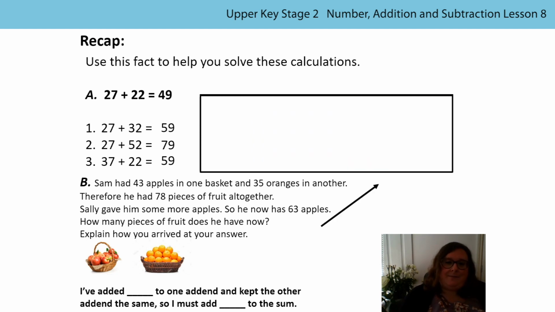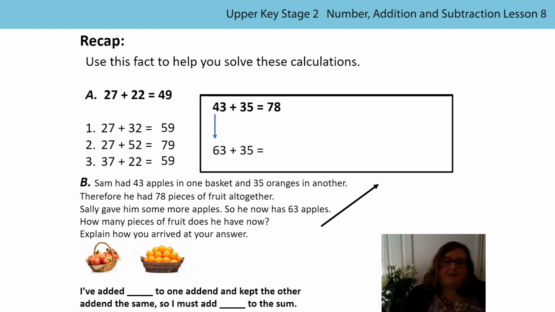Let's have a look at B then. Sam had 43 apples in one basket and 35 oranges in another. Lots and lots of fruit. Therefore, he had 78 pieces of fruit altogether. So my known fact is 43 add 35 is equal to 78. Let's see what changes. Sally gave him some more apples. Okay, so 43 represents my apples, so that addend is going to change. He now has 63 apples. The number of oranges hasn't changed.